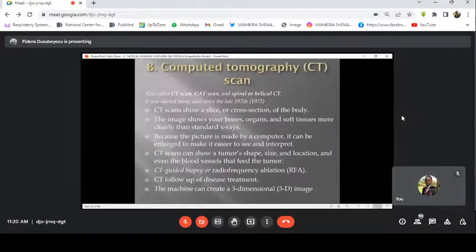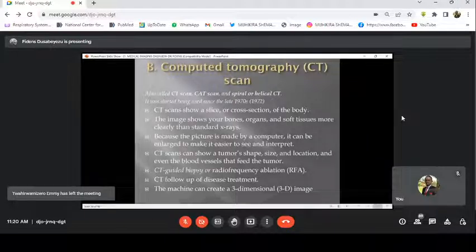So another modality I want you to understand is the CT scan. CT scan means computed tomography. People can call it CT scan, other people call it CAT scan, others spiral CT, others helical CT. It was discovered around 1972 for the first time. And now we are going to another different procedure.